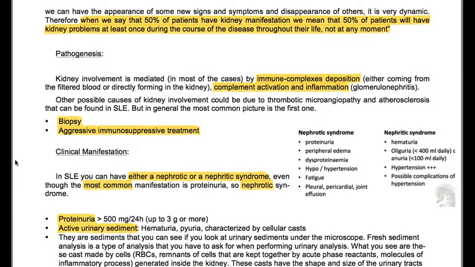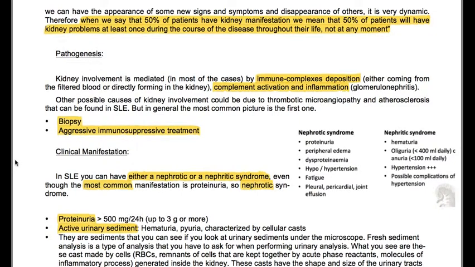Regarding pathogenesis, kidney involvement is mediated, in most of the cases, by immune complexes deposition, either coming from the filtered blood or directly forming in the kidney, complement activation and inflammation: glomerulonephritis. Other possible causes of kidney involvement could be thrombotic microangiopathy and atherosclerosis that can be found in SLE. But in general, the most common picture is the first one. We can do a biopsy and then aggressive immunosuppressive treatment.